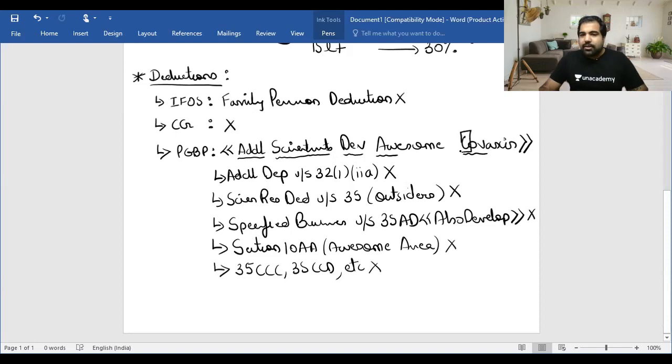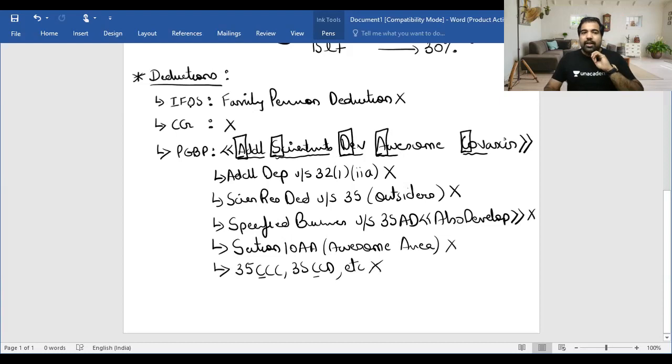This Covaxin is basically for development, and this is the C series, and hence I've written C, Covaxin. So additional depreciation you will not get. Scientific research outsiders you will not get. Also develop you will not get. 10AA awesome area you will not get, and these C series deductions you will not get. Otherwise, guys, life goes on. Usually you'll get all the deductions. There are 1-2 more, but that's at CA final level, like site restoration fund, etc. At CA inter level, you don't have to worry about this. So these you will not get.